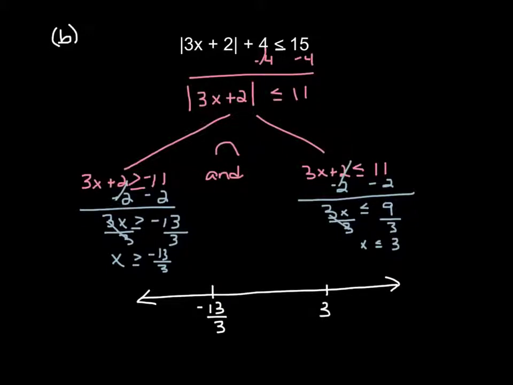So on my graph, greater than or equal to negative 13 thirds is going to shade that way, and less than or equal to 3 is going to shade that way, and it is going to be the intersection. So this solution set will be negative 13 thirds to 3.